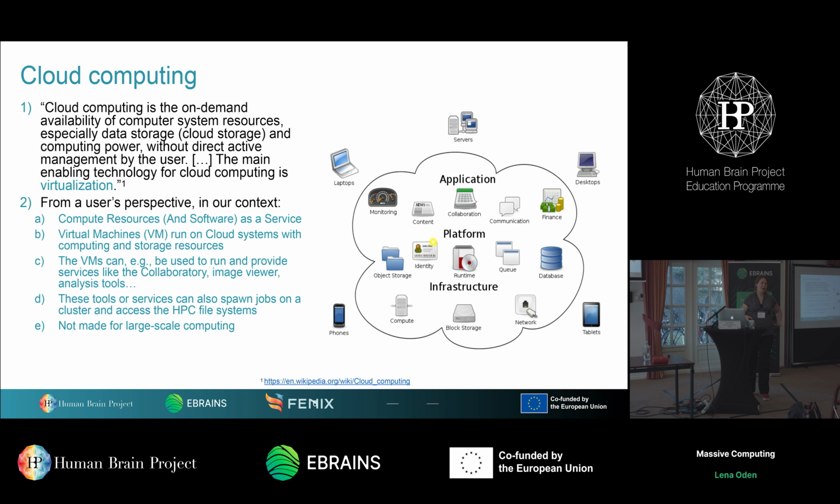And basically, if you have ever used eBrains and some of the services in eBrains, like the Collaboratory or most of the JupyterLab interfaces or the Knowledge Graph, you're already using cloud resources, because this has to run somewhere. Currently all the services run on cloud resources because they provide basic access to compute resources, not the big and massive ones.